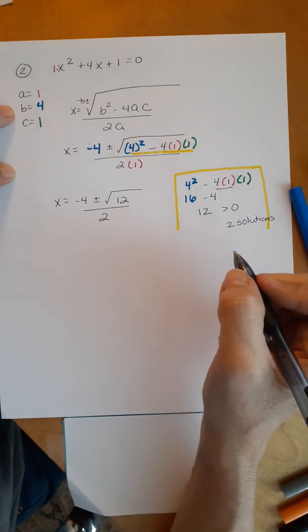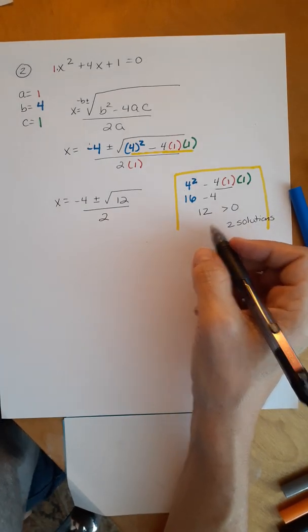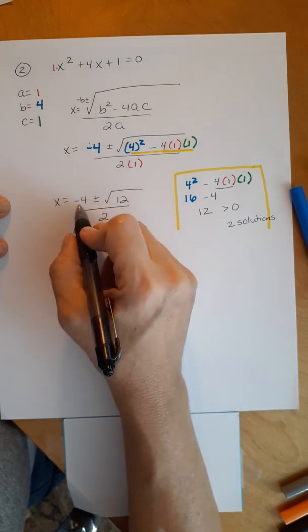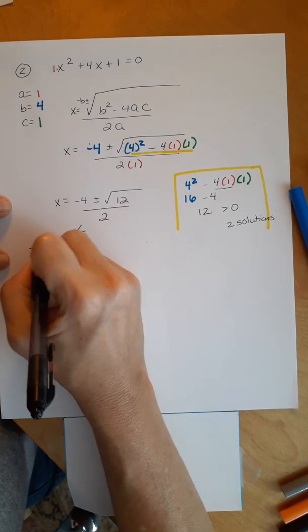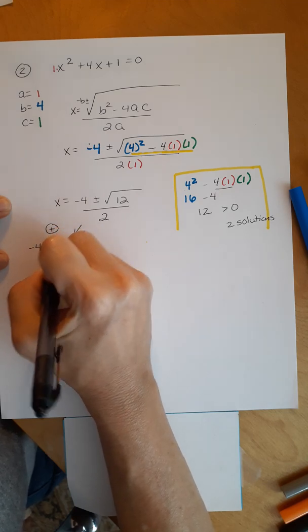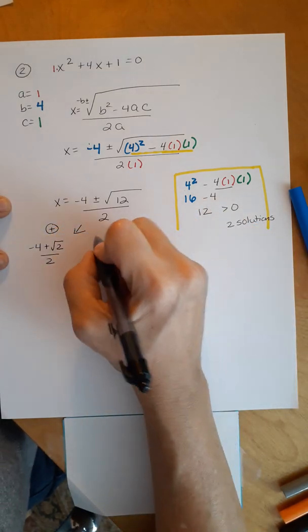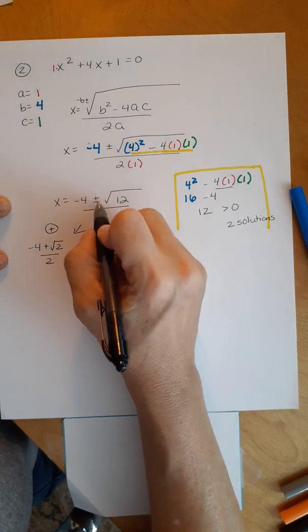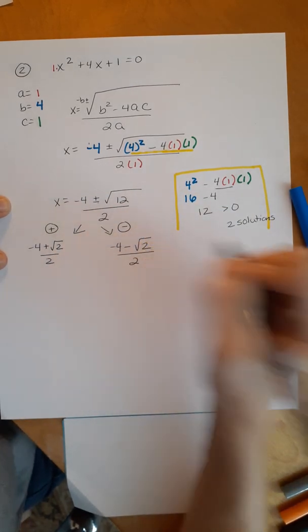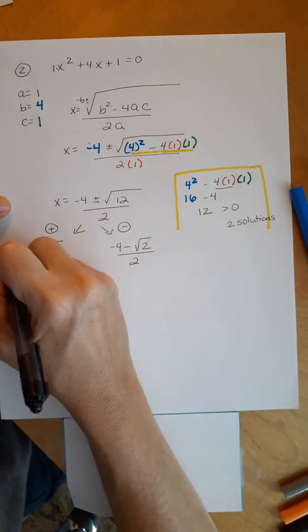Okay? Now, let's go ahead and do this. All right. We're going to do now negative 4, this is the plus side, plus the square root of 2 over 2. That's one solution. And my negative solution, meaning I'm going to use the subtraction, negative 4 minus the square root of 2 over 2. Those are my 2 solutions.